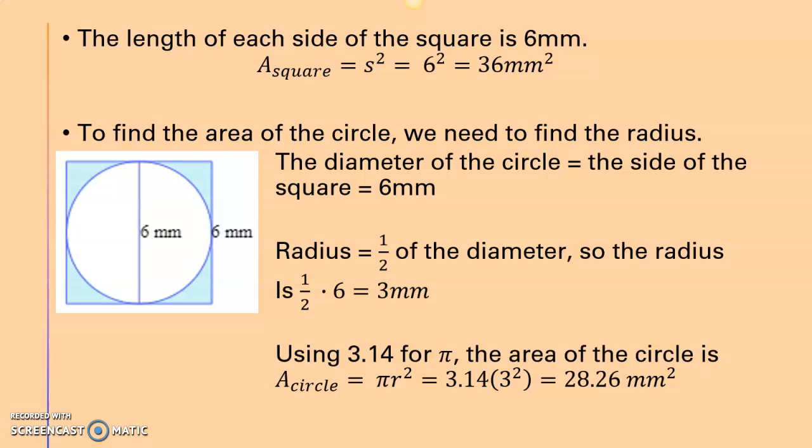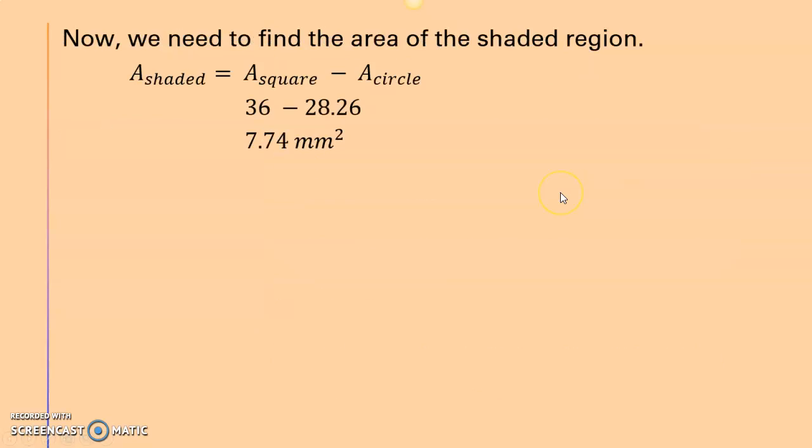So if we input our values into the formula for the area of a circle, remember pi was 3.14 times our radius, which was 3 millimeters, and the radius is squared. We multiply that, we'll get 28.26 millimeters squared. So now we know the area of the square and we know the area of the circle.